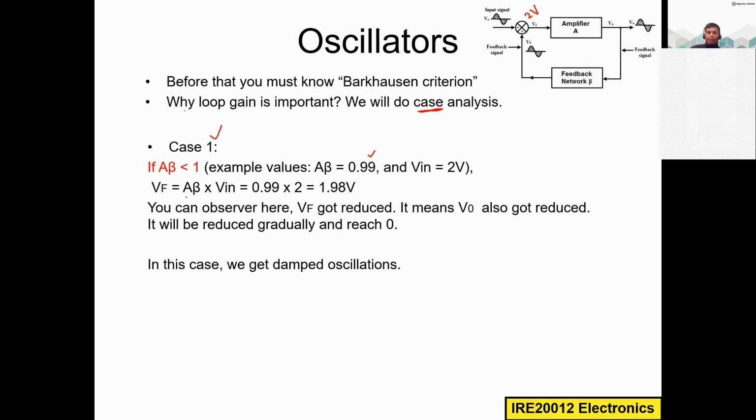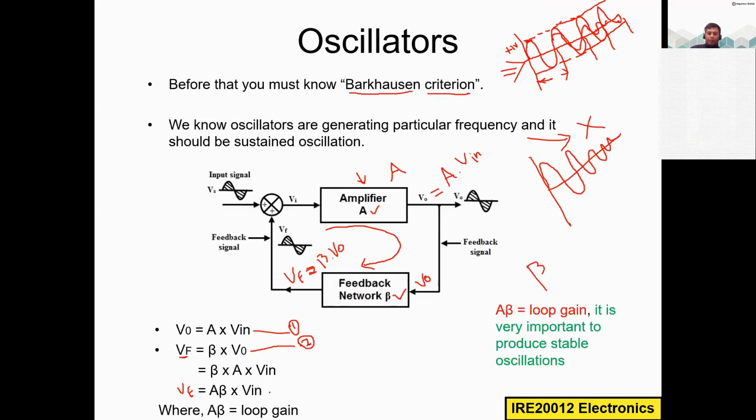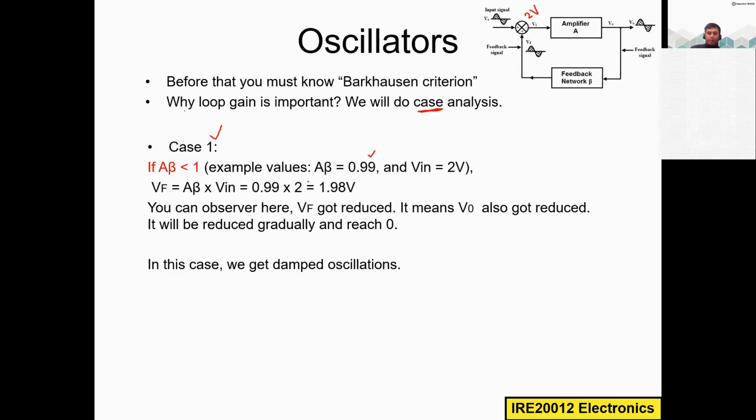Now I apply the same formula we found in the previous slide. VF is equal to A beta times V in, right? This is equation number 3. So I apply these values in equation 3: A beta is 0.99 and V in is 2 volt. Then what will I get? 1.98 volt at the output, right? So this VF I am applying here, and I am getting the same VF here. That is 1.98 volt.